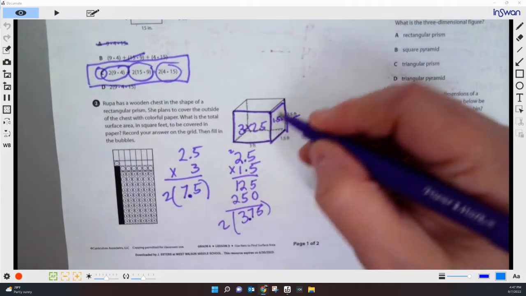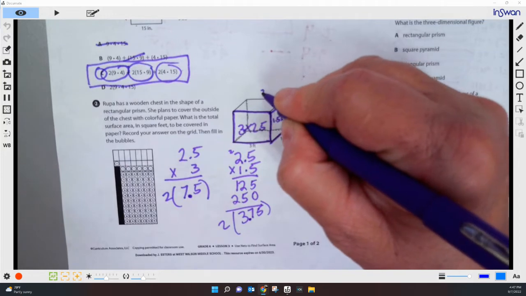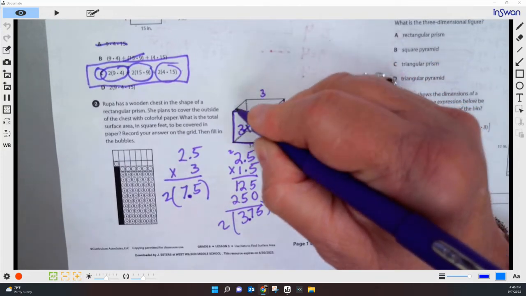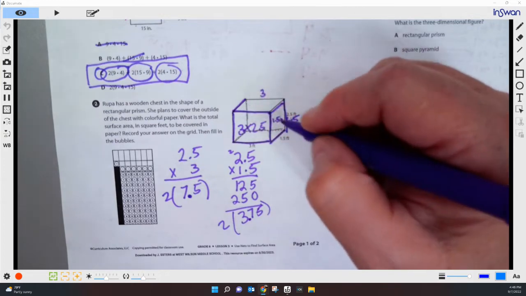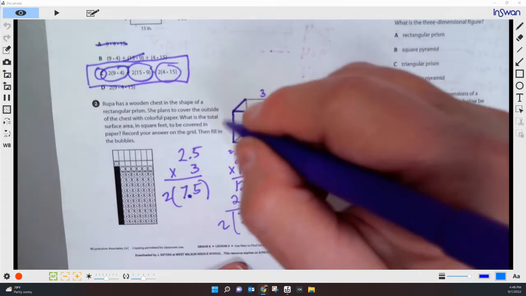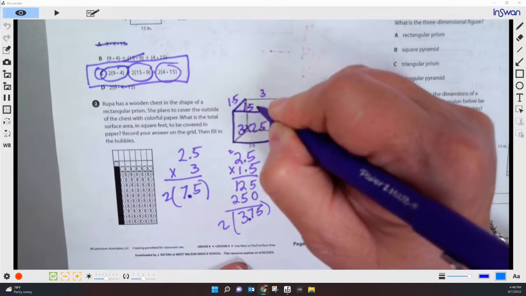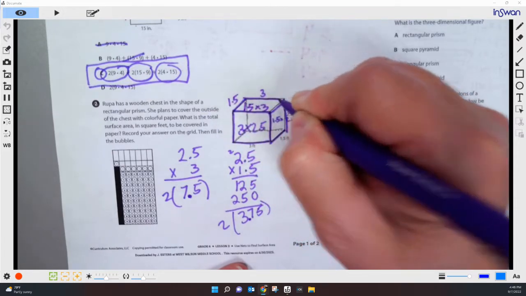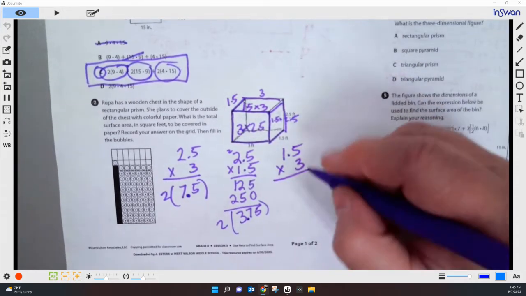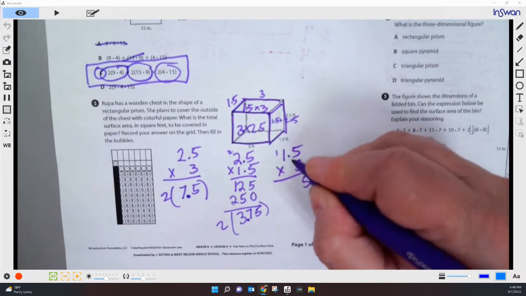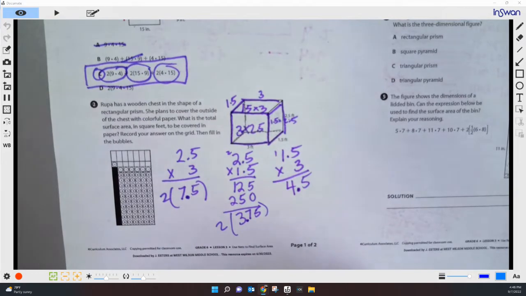So I've got the front and the back, the right and the left, now the top and the bottom. All of these long sides are 3. On this one, that side is going to be 1.5. So this is going to be 1.5 times 3. 3 times 5 is 15, carry the 1. 3 times 1 is 3, plus 1 is 4, 1 decimal place, and I have 4.5.